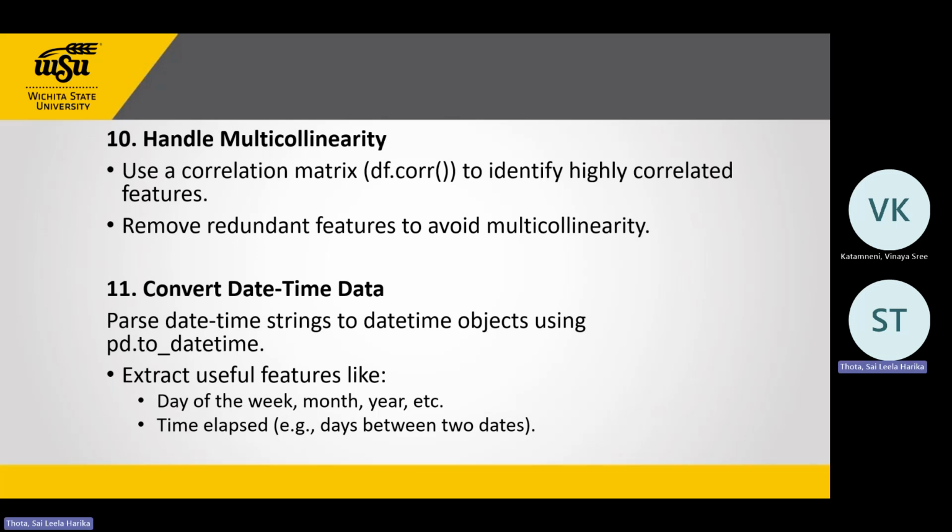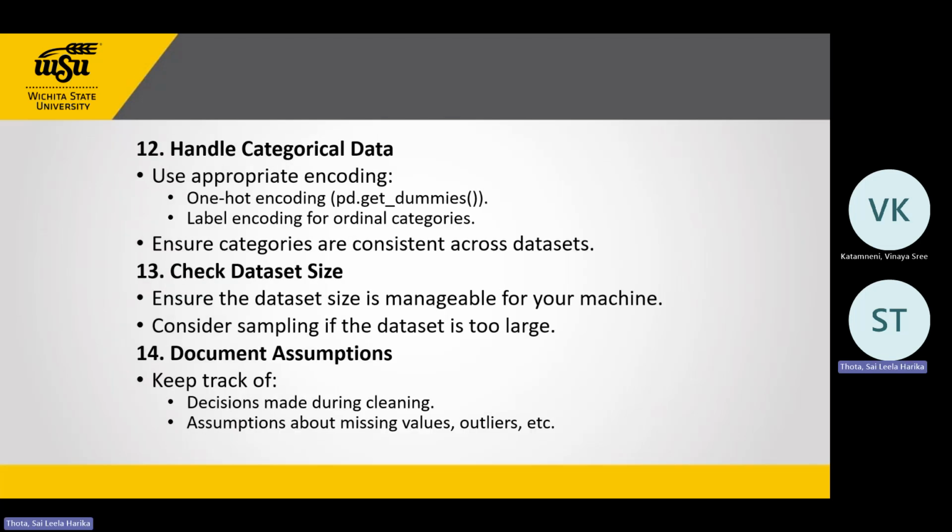What is meant by multicollinearity? Multicollinearity means your target variable has a high correlation with two or three variables, so it comes under multicollinearity. And date to time format, you should make sure that they are in the correct format. And one hot encoding, when you are going to deal with the categorical variables, you will use one hot encoding.